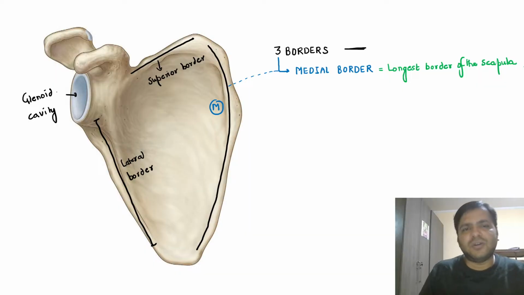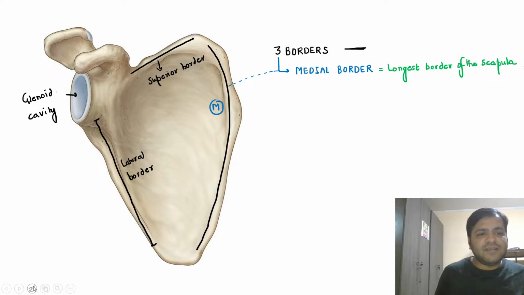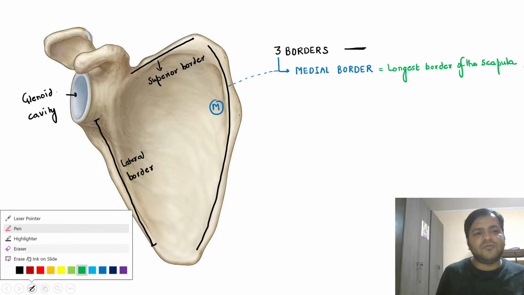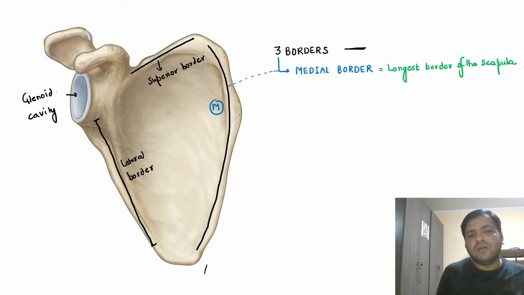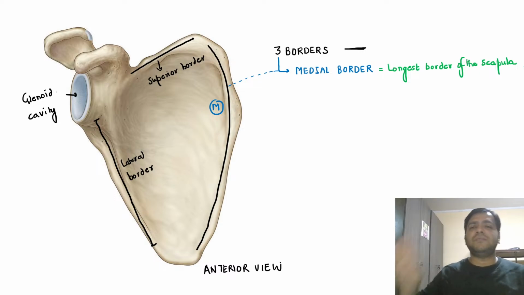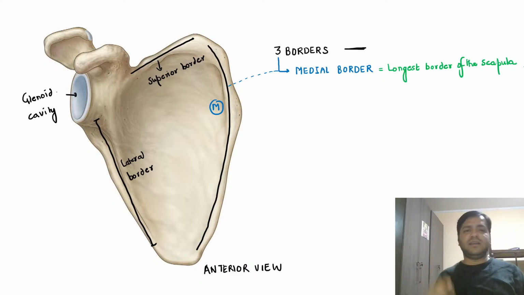Now this medial border, guys, you can very well see over here. Let us focus on some important points. This is the anterior view. Now when I say medial border, the border which is closer to the midline, it's just a line. I'm not talking about the surface. I'm just talking about the line, the border.